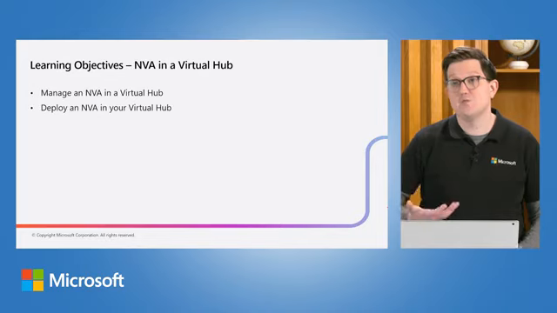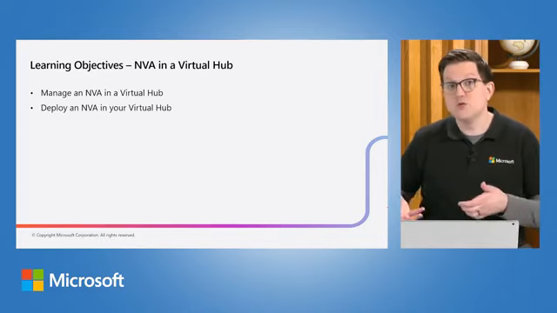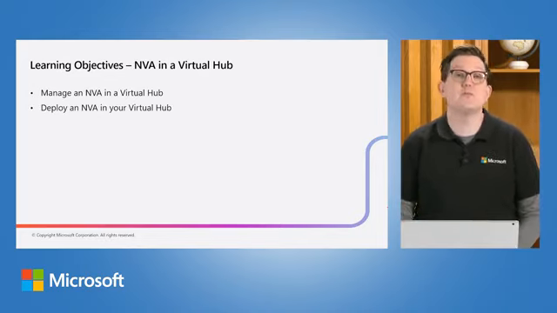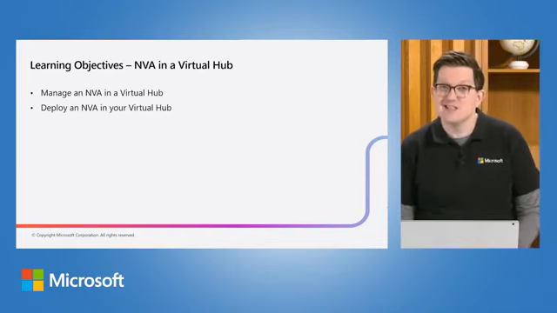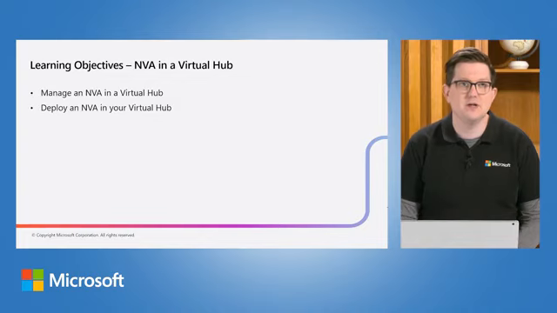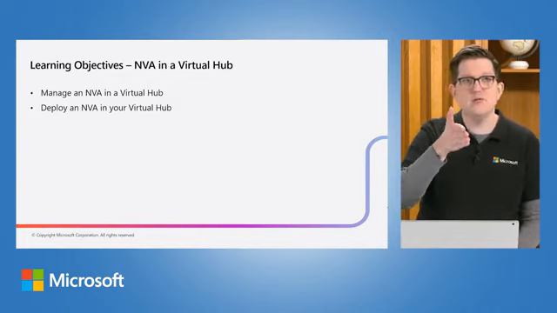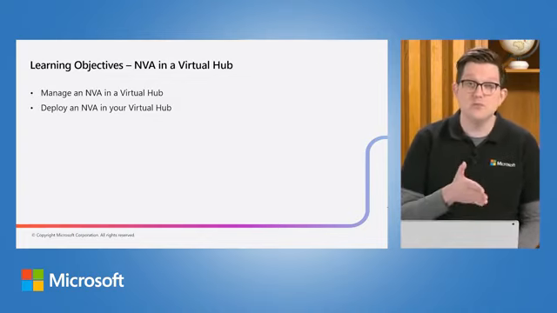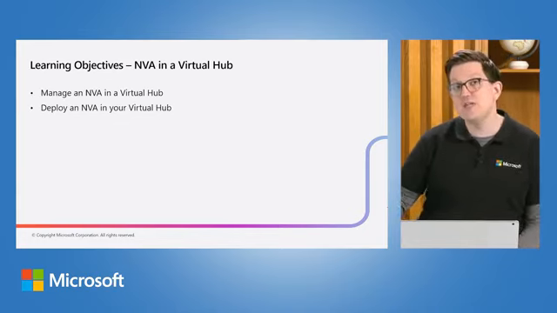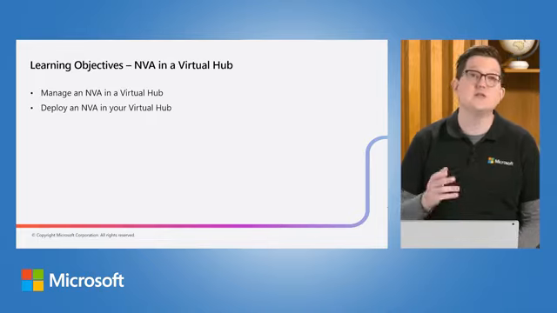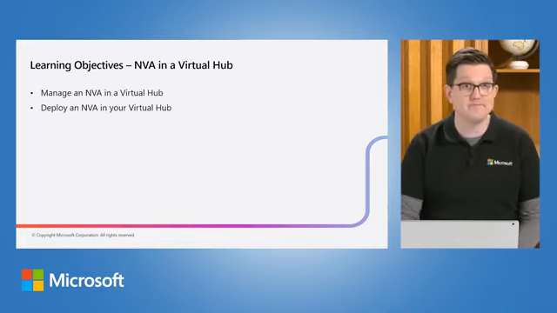Network virtual appliances represent, well, virtual versions of physical network appliances that we would make use of. Firewalls, security appliances, there's a whole range of different things that we can put in place. So we're going to look at two different steps: a simple management procedure and how to actually deploy the NVA into your virtual hub. This could be something like a virtual WAN.